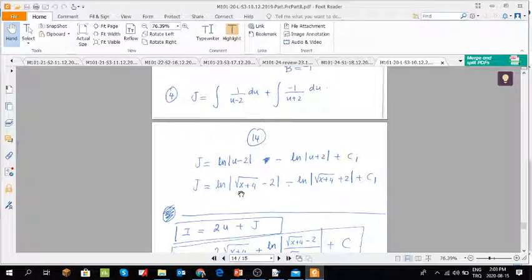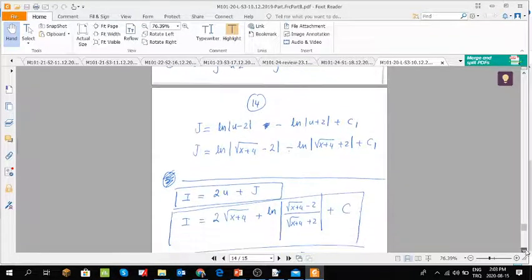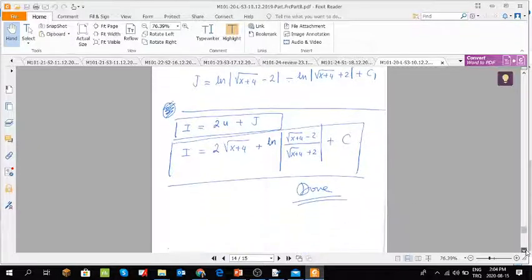I put back in what u is in terms of x, and I get my j. So I is equal to 2u plus j, but what is u? I put back in u. U is the square root of x plus 4, plus natural log of this expression. I use the properties of the natural log. The difference of the natural logs is the natural log of the ratio of the two, plus c, and you get the answer done.